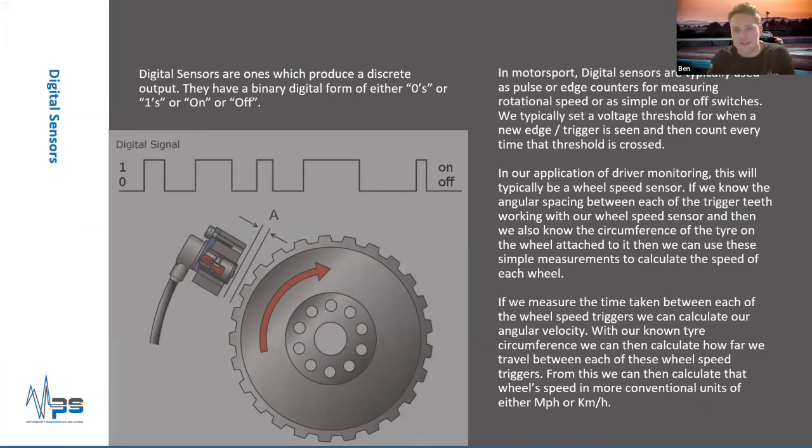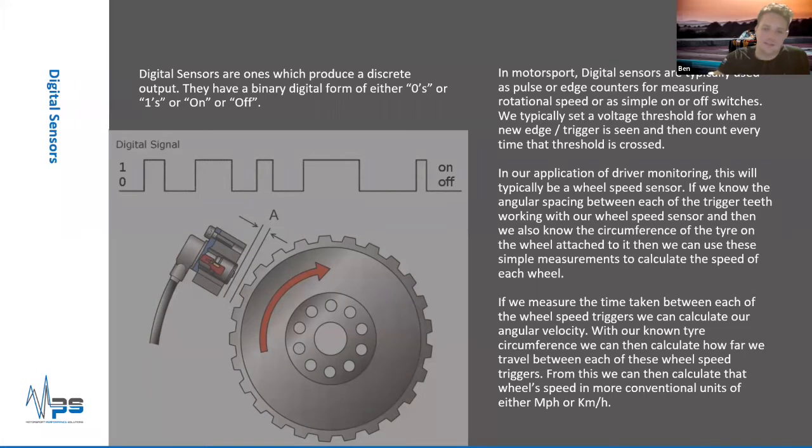In a motorsport application, and in our application of monitoring the driver, this will typically be used for speed sensors. The way these work is they're all based off a magnetic field principle, and we use that to detect the metallic ferrous part of a trigger wheel of some sort. So this could either be mounted to the engine at the crankshaft, which rotates, or somewhere around your drive shaft, or at your hub somewhere on each of your wheels.